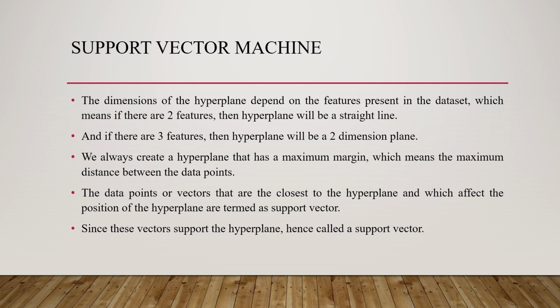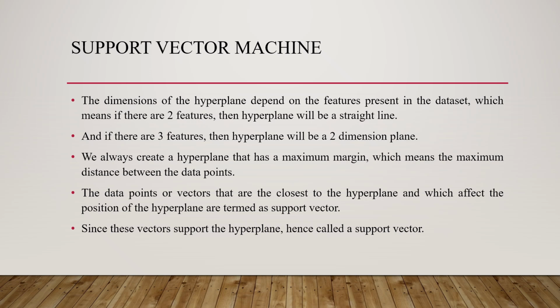If the dataset has three features, then the hyperplane will be a two-dimensional plane. We also create the hyperplane that has a maximum margin, which means the maximum distance between the data points. The data points or vectors that are closer to the hyperplane, which affect the position of the hyperplane, are considered as support vectors.